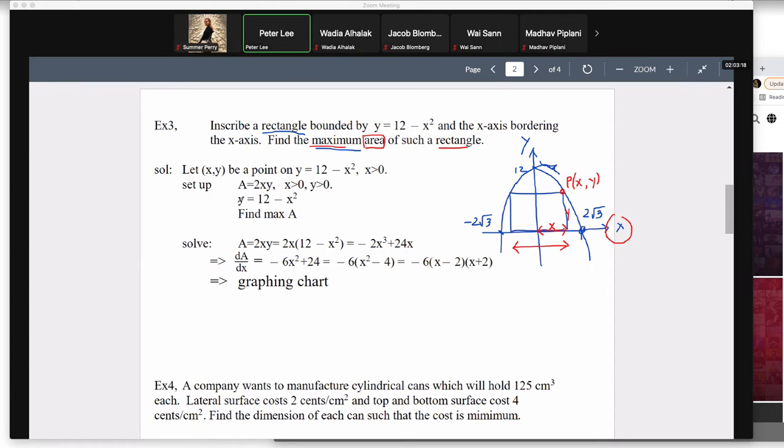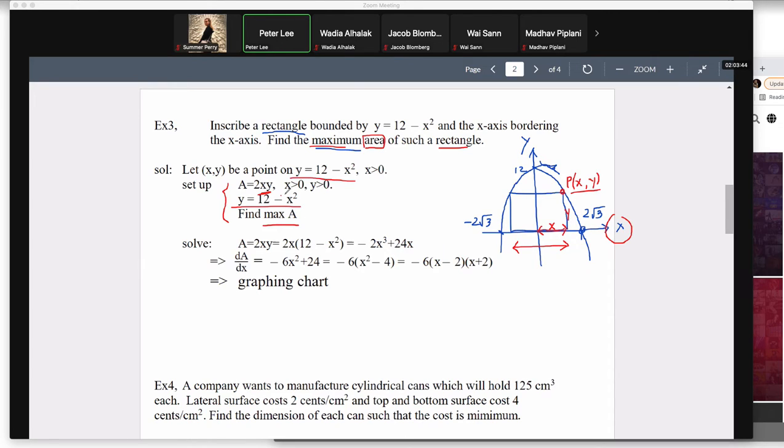So now let's get the setup. The setup: A equals 2xy. Note that we have two independent variables, x and y. And what is the relationship between x and y? Well, the two numbers must satisfy this equation because this point is on the curve, y equals 12 minus x squared. So the equation itself is actually the condition in this case. And then find the maximum A, there you go.